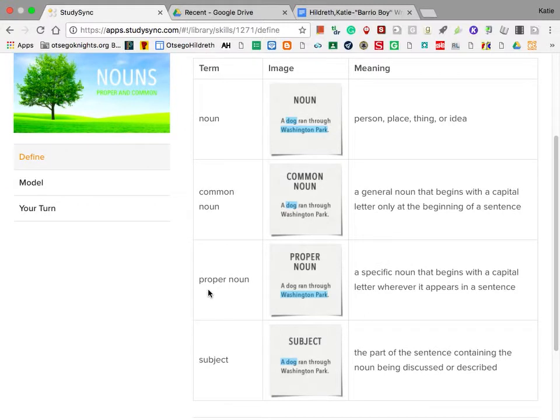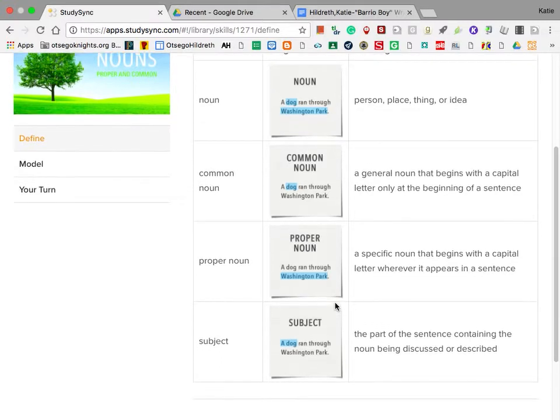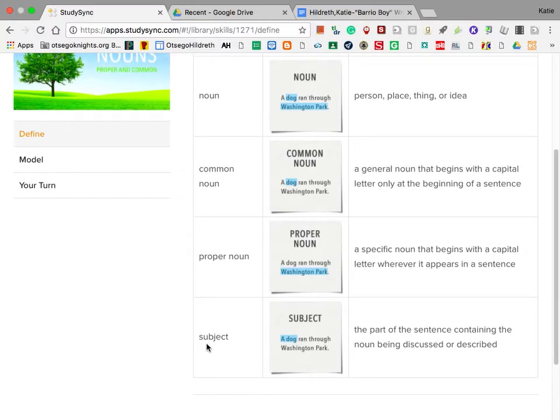Okay, now a proper noun, which you've all heard of, is a specific noun that begins with a capital letter wherever it appears in a sentence. So in our example sentence, the dog ran through Washington Park, Washington Park is the proper noun. It's a specific place, and it's capitalized even though it's at the end of the sentence. Okay, our last note that you will need is a subject. A subject, if you remember, is the part of the sentence containing the noun being discussed or described. So in this case, there are 2 nouns in the sentence, but the dog is actually the noun being discussed and telling what's doing something in the sentence.